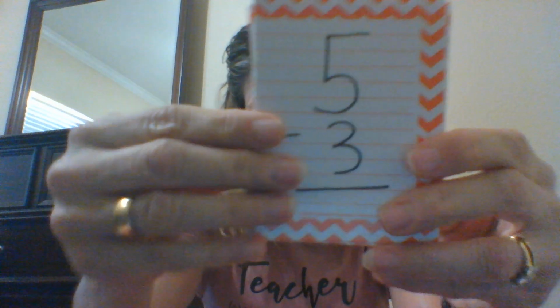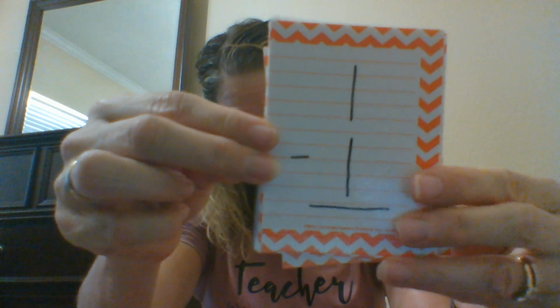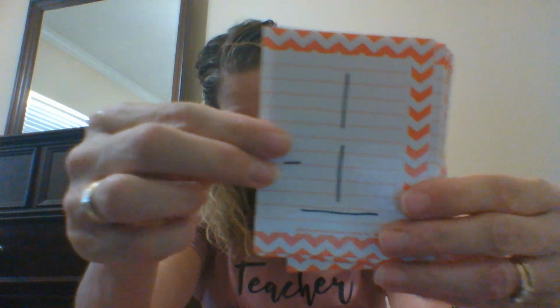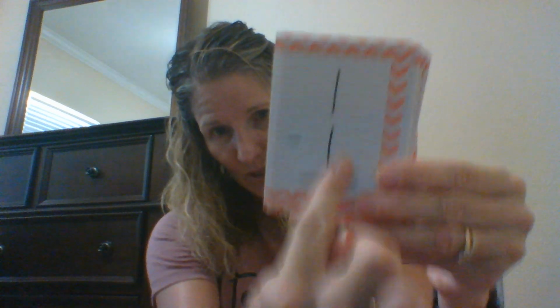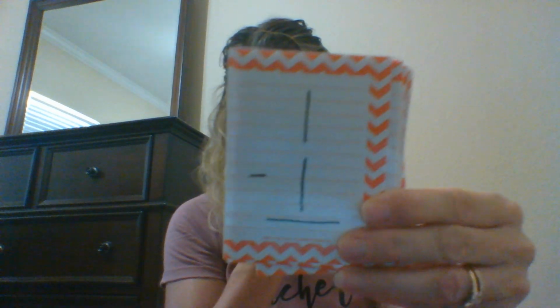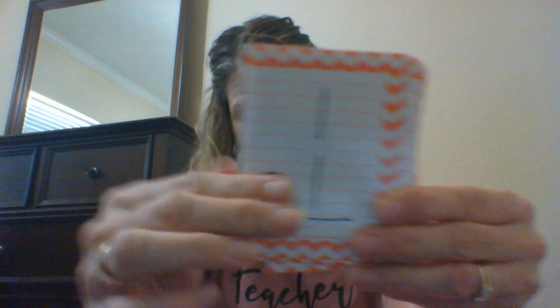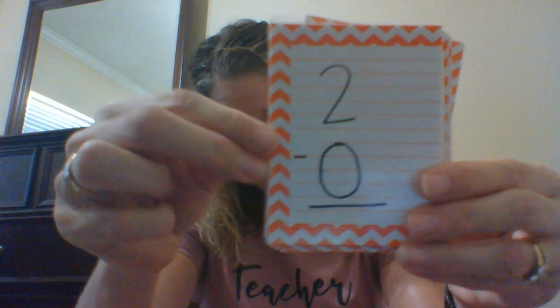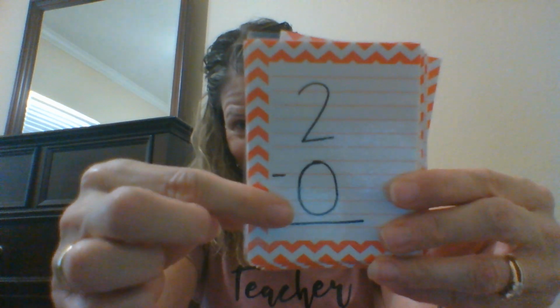Ready? All right. 5 minus 3, 2. Leap so high, right? 1 minus 1, 0, right? Anytime you have 2 numbers that match, you take away all of them, so you always know you have 0. 2 minus 0? Silly Mrs. Gibbs. 2. Leap so high.